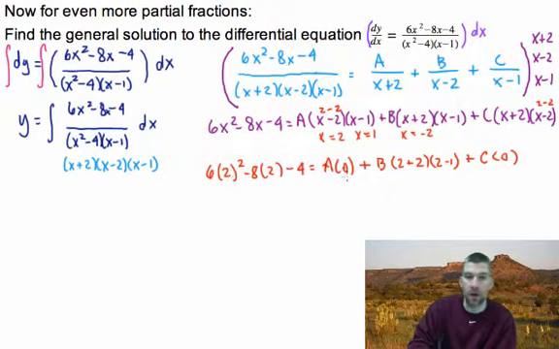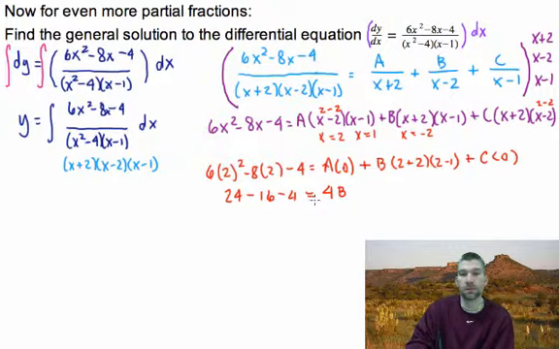Okay, so on the left, I get 6 times 4 minus 16 minus 4. On the right, I get 4b. So now I just need to work this out. That's 24 minus 20. So my b is going to be equal to 1.